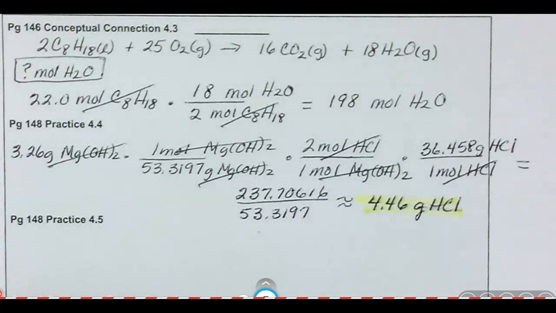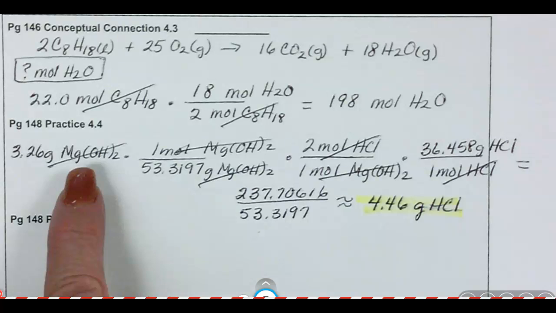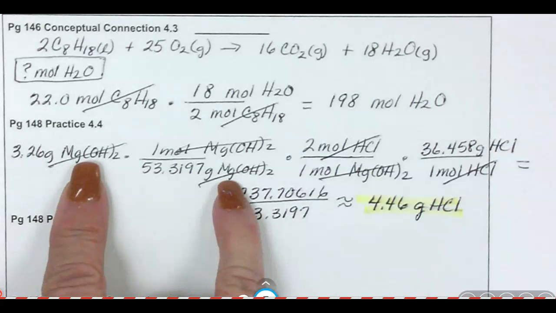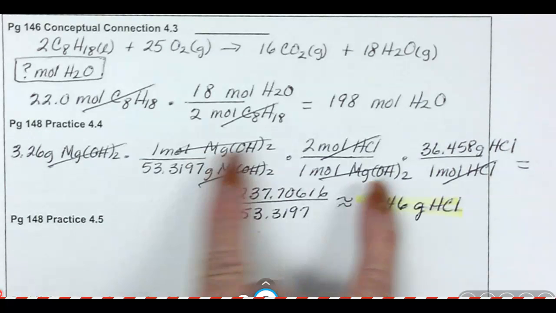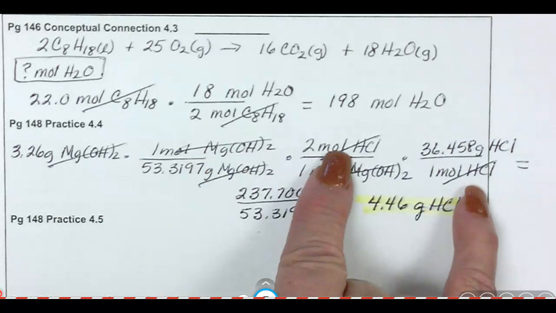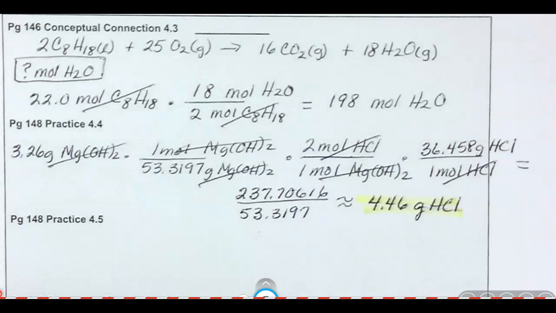So again, check my calculations, make sure I did them correctly. And again, just make sure everything cancels. So you've got your grams of magnesium hydroxide, your moles of magnesium hydroxide, your moles of hydrochloric acid, and then to your mass of hydrochloric acid.